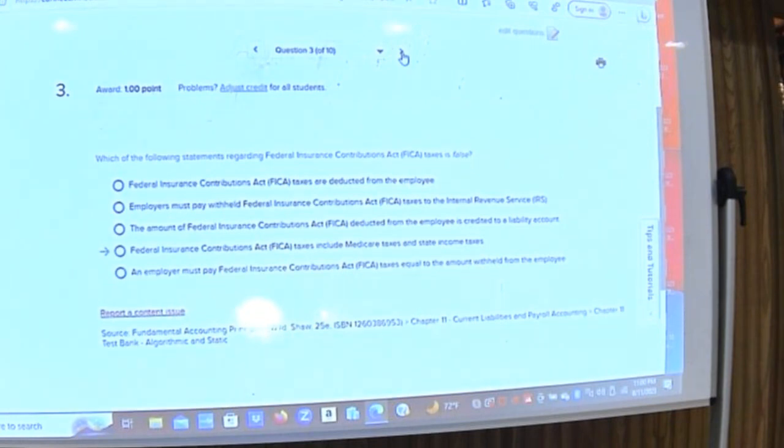Okay, so state income tax, we want to substitute Social Security there.